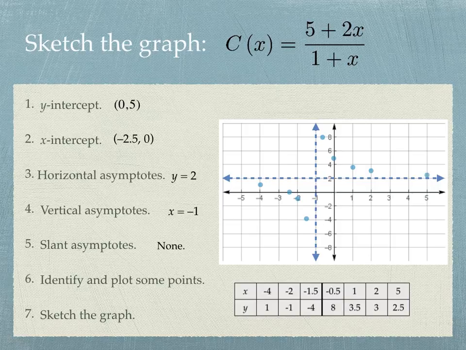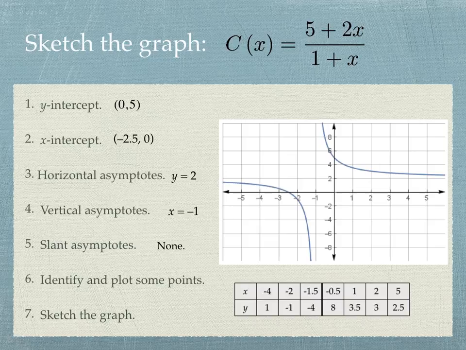Then we just connect these points with a smooth curve, and there is our function, which we graphed by hand. C of x equals 5 plus 2x over 1 plus x.